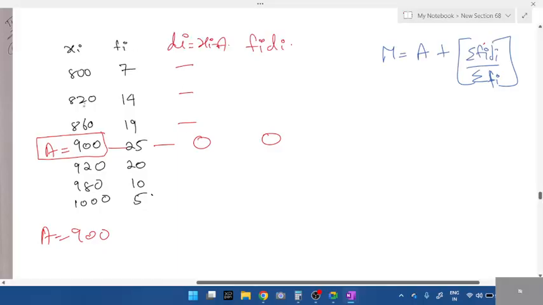What is 900 minus 800? 100. Next, you get 80. Next, 40. Keep subtracting. Don't add anything. Subtract. You get 20, 80, 100. Positive, negative. Fi di, multiply. Minus. Again, I told you, right? Everything will be minus. Yes. Minus, 0, positive. That's it. 700.